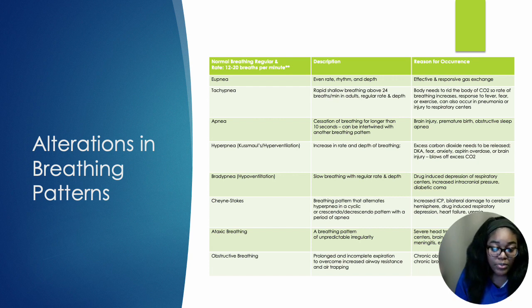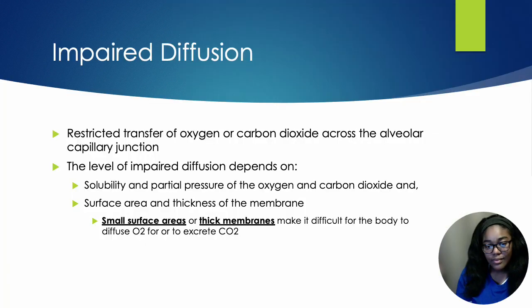You can have obstructive breathing, which we talked a little bit about earlier in this slide. But this is prolonged and incomplete expiration to overcome increased airway resistance and air trapping. So you can't breathe out as well with obstructive breathing. So apnea is obstructive inhalation, whereas obstructive breathing in this case can be obstruction with exhalation. And you'll see this with choking and things along those lines.